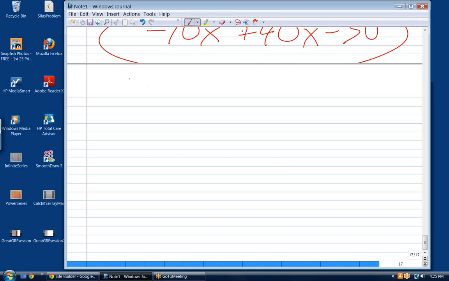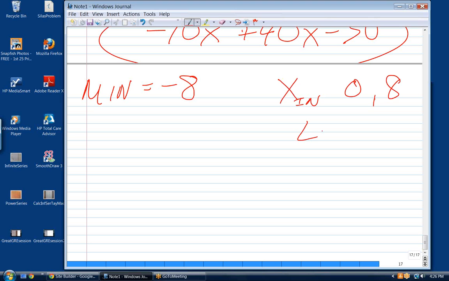So, let's see. Minimum value of negative 8. That means it's this kind of parabola, so our final answer needs a positive coefficient in front of the x squared term. Okay. The x-intercepts are 0 and 8. Okay. So the line of symmetry is what?